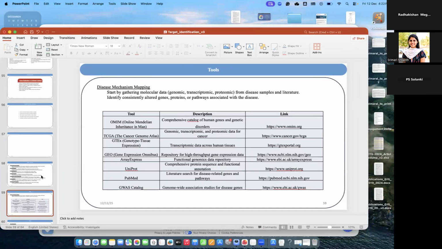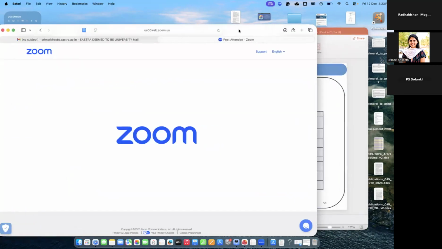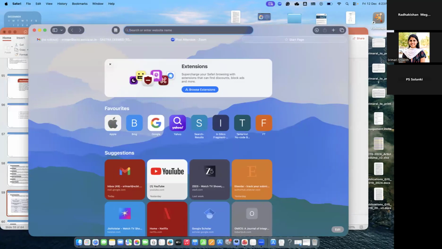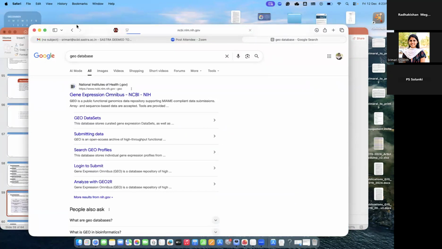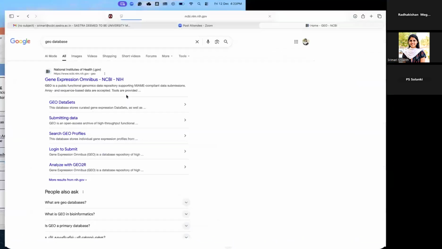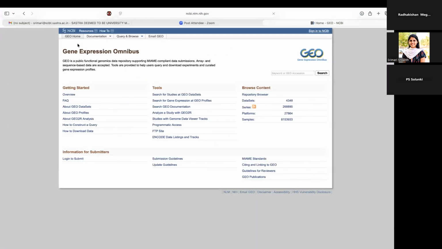So these are OMIM, TCGA, Gene Expression Omnibus, PubMed. GEO is the one we widely use for gene expression analysis. Gene Expression Omnibus is a database under NCBI. It holds public functional genomics data, both array and sequence based. Expression data derived from both microarray and sequence based methods are available in it.